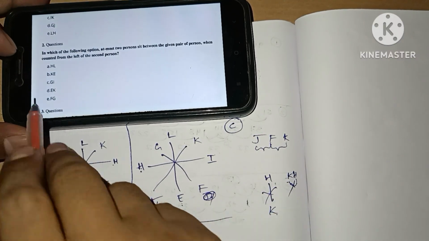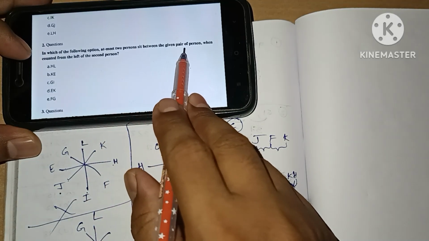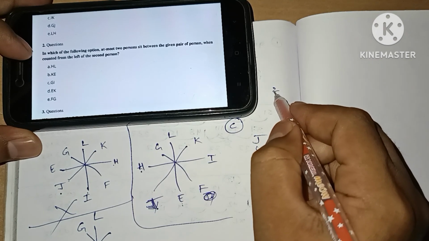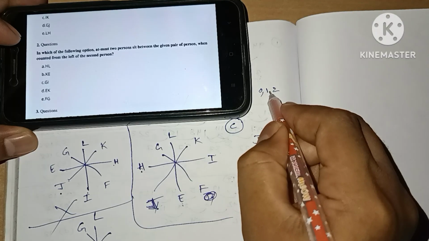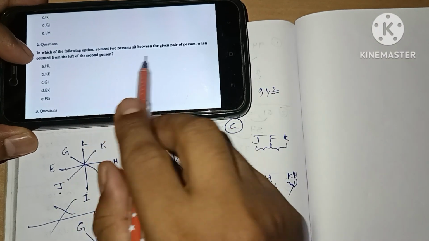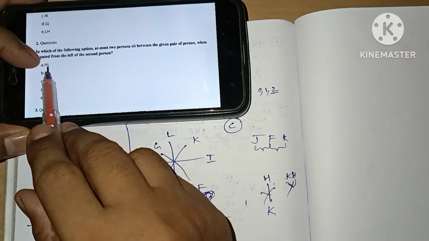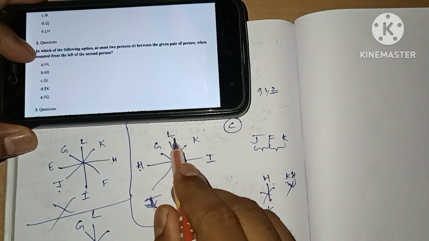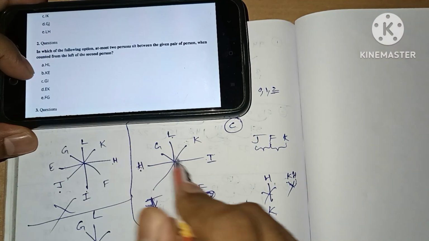Next, second question. In which of the following options at most two persons sit between the given pair of persons? At most means maximum two, not more than two, meaning there must be 0 persons between them, or 1 person, or a maximum of 2 persons between them when counted from the left of the second person. So we'll check L and H. Left of H means 1, 2, 3, 4, more than 2. So this is not. E and K.